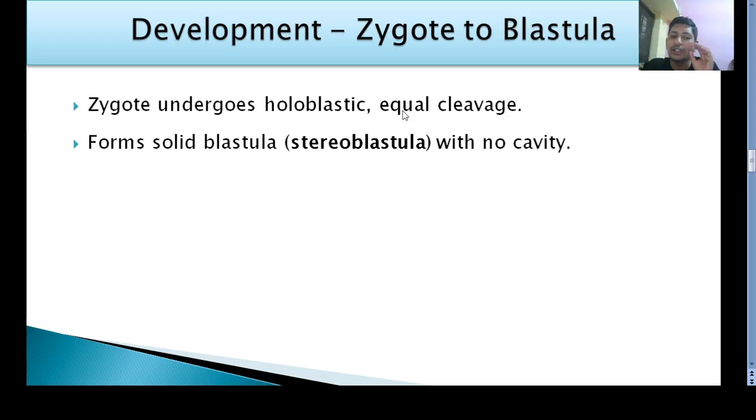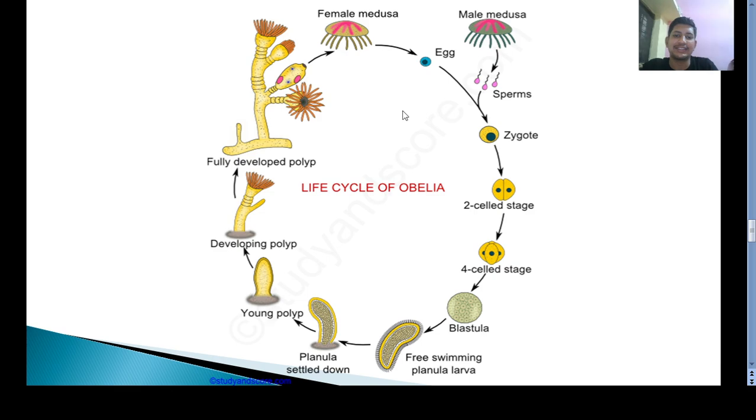Because the new cells, they are called blastomeres, they are of equal size. Okay, so now you can see this diagram again. The female medusa will release the egg, the male medusa will release the sperm, and it will form the zygote. Now the zygote undergoes cleavage and you can see that it formed the two-celled stage. So you can observe clearly both the cells are equal in size and the entire zygote is divided from top to bottom, hence it is called holoblastic equal cleavage.